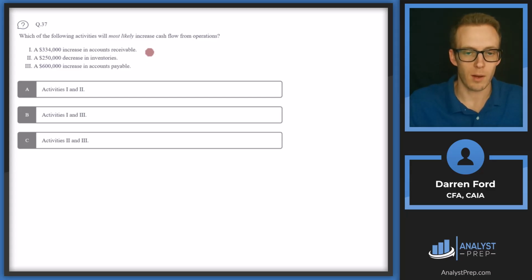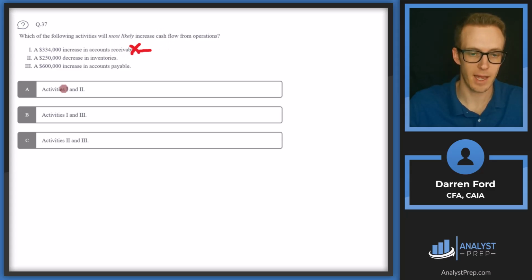So when we're looking at these activities, we want to know which ones are going to increase cash flow. An increase in accounts receivable basically means that we have more IOUs on our sales than previously. So this is actually going to decrease cash flow because we're going to have less cash coming in from those sales than we had in previous periods. So we can go ahead and cross that off.